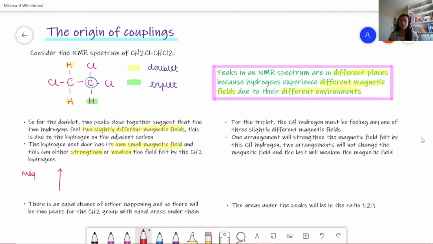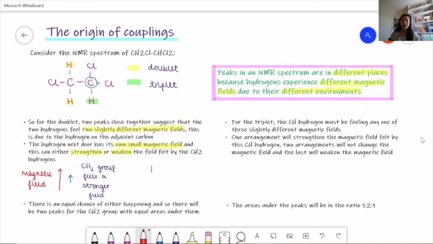And so if we have the magnetic field like this, and if we have the adjacent carbon, the one which is highlighted in green, aligned with this magnetic field, this will make the 2 hydrogens on the CH2 group feel a slightly stronger magnetic field. So that's the first thing that can happen.